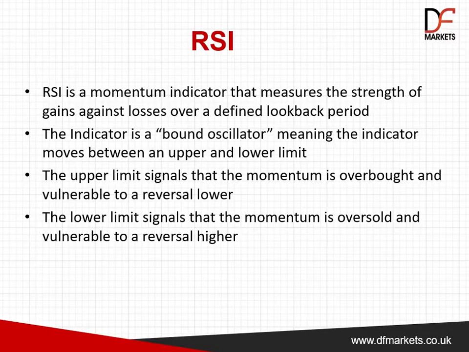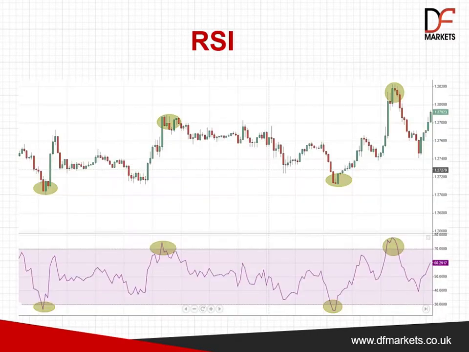When the indicator moves to the upper threshold, this signals that momentum in the market is overbought and vulnerable to a reversal lower, while if the indicator moves to the lower threshold, this indicates that momentum is oversold and vulnerable to a reversal higher. In this example, you can see the RSI indicator at work.